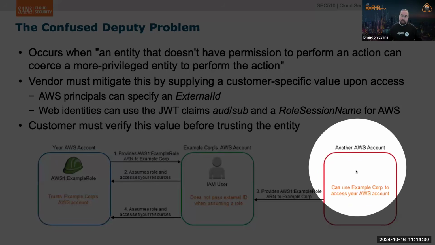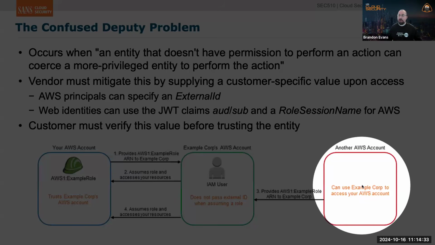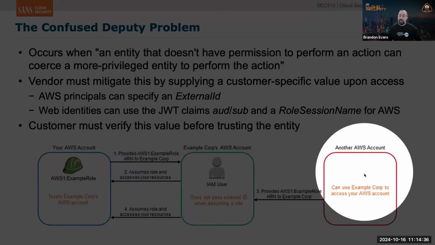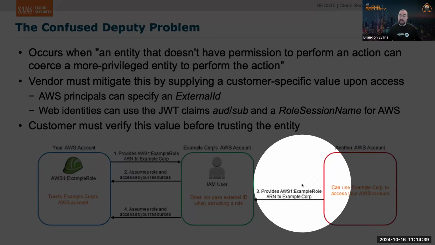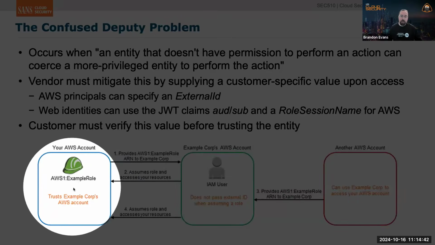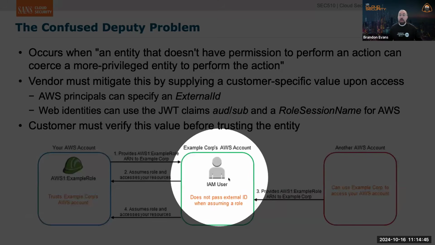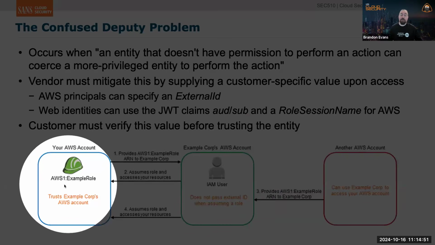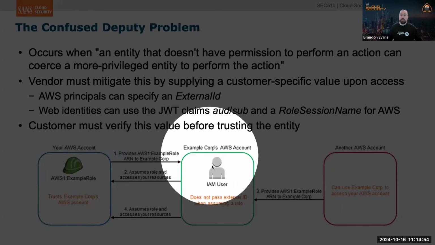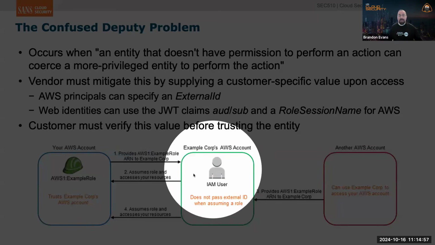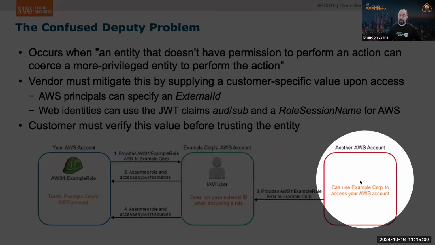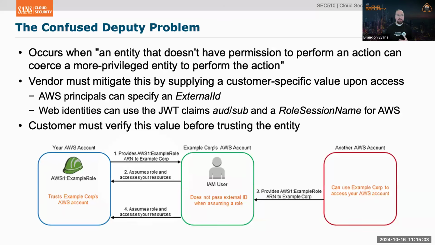However, there may be another customer of Example Corp. Let's say that person is Eve. Well, Eve could theoretically also provide an ARN, the same ARN shown here, and say, hey, Example Corp, you have the permission to access the AWS account associated with Alice. I want you to use your permissions to access Alice's data and give me Alice's data. So Eve cannot access Alice's data directly, but Eve is able to trick this deputy that does have access to Alice's data to give that data to Eve.